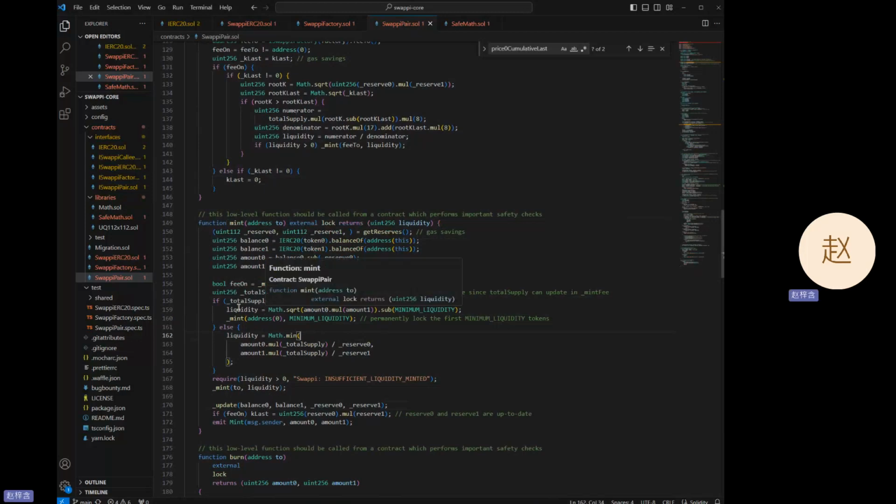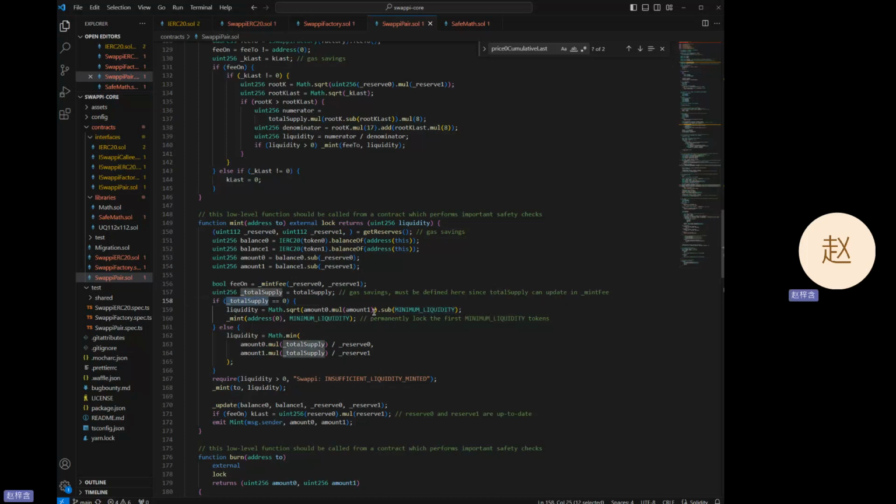And the liquidity. So normally the liquidity calculation is the square root of the user's token input, and of course we will subtract the minimum liquidity because it doesn't belong to the users. It's just locked in the contract.